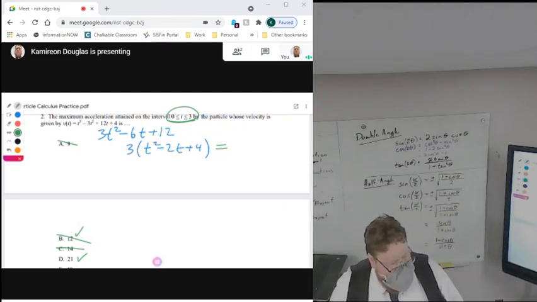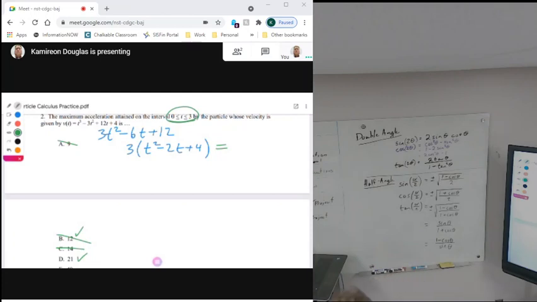Wait, wouldn't it just have to be D? Because the interval is between 0 and 3. But maybe 2 is bigger. Maybe I plug in 2 and it gets a bigger value. Or maybe you get 0. Oh, I know, you get 12.